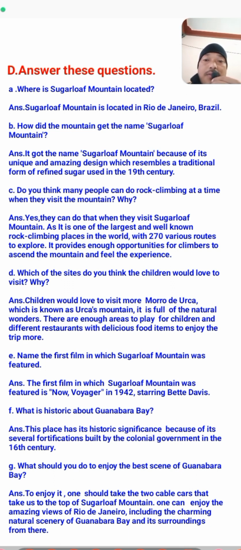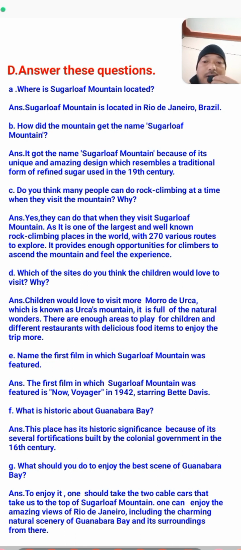Number D, which of the sites do you think the children would love to visit? Why? Yes, students, so why? The children would love to visit Morro da Urca, which is known as Urca's mountain. It's full of natural wonders where they can play. There is enough area for children to play, and there they can have delicious food. That's why children love that place.